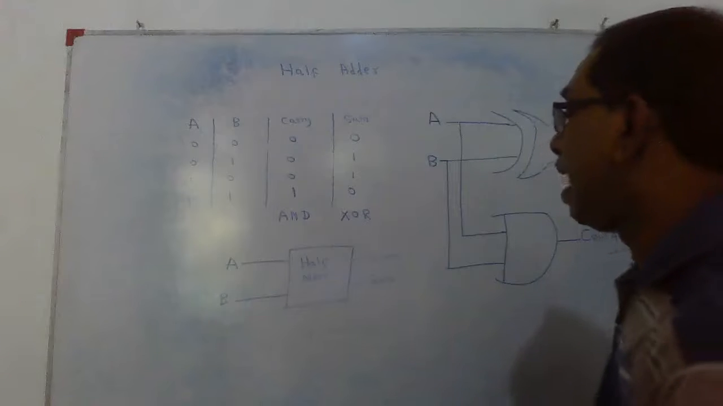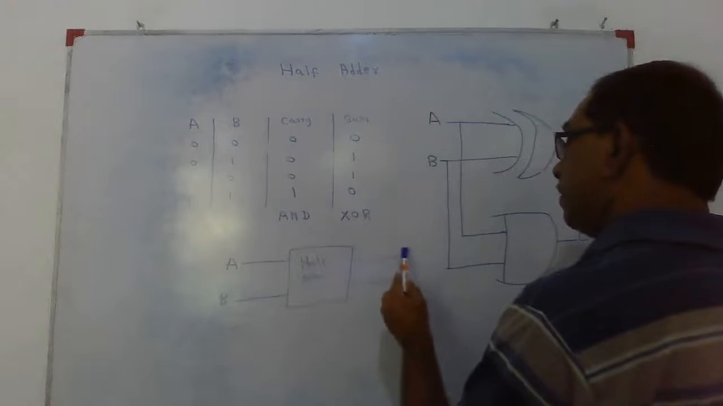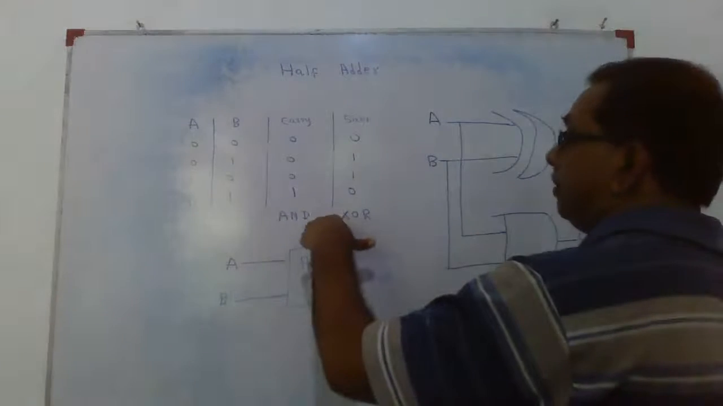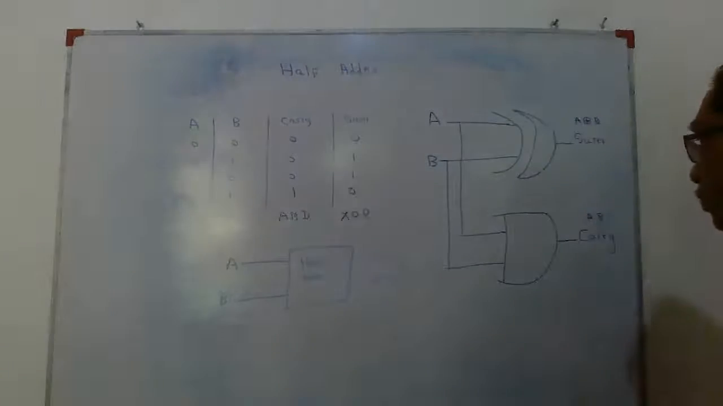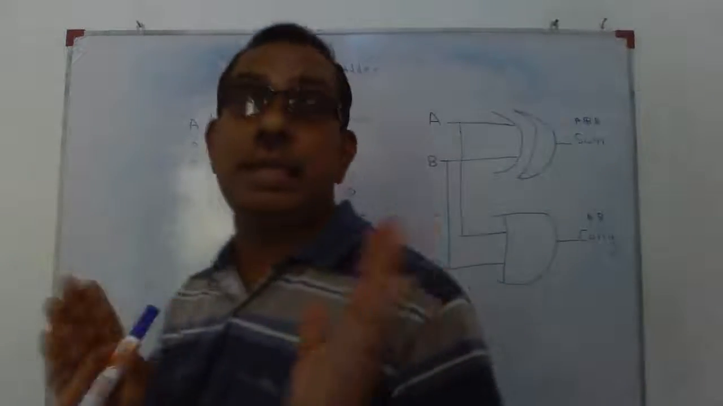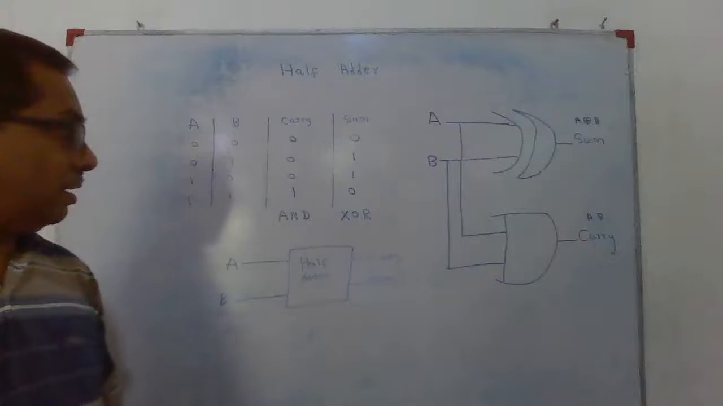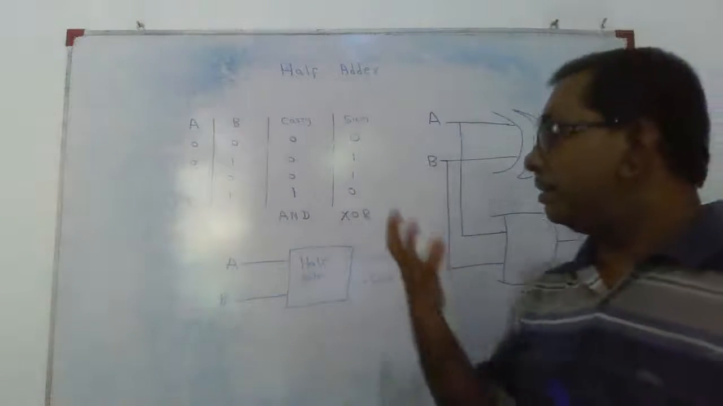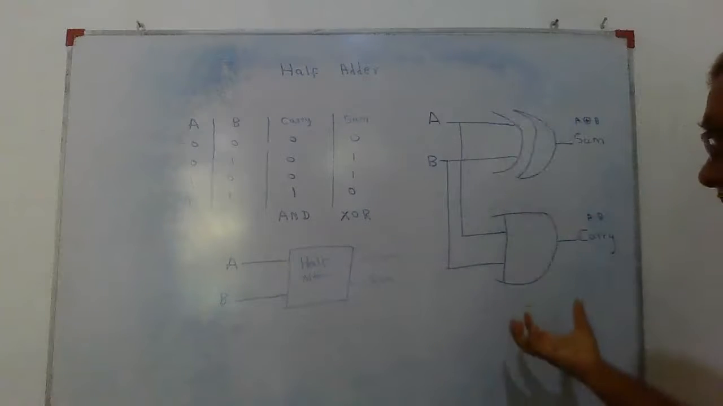So half adder is a circuit. It provides these two. Then the computer can display. The computer can add these two numbers by using this combination of logic gates. That's the idea. So you should be able to draw the table and draw the circuit also.